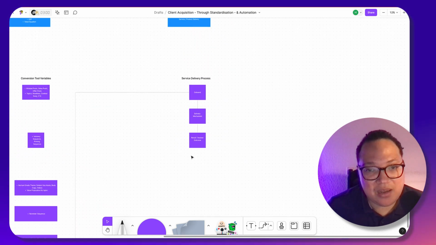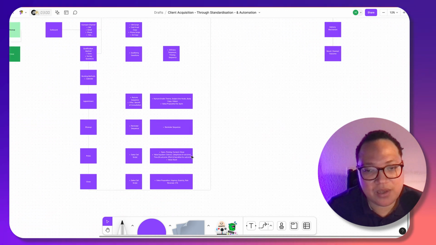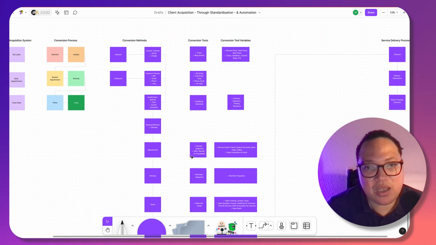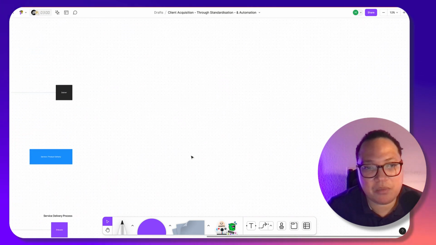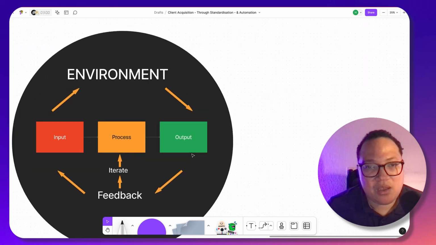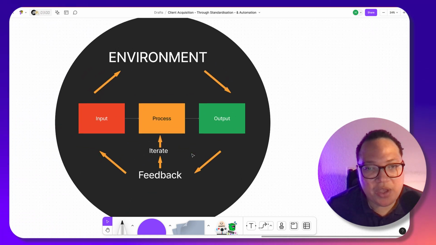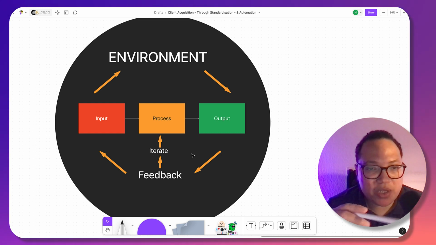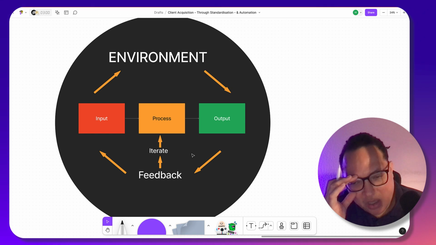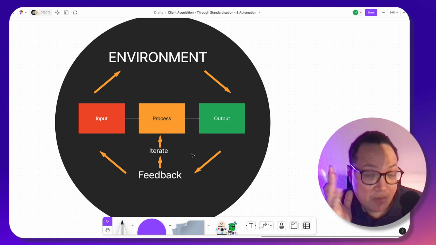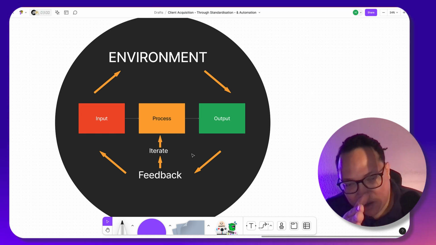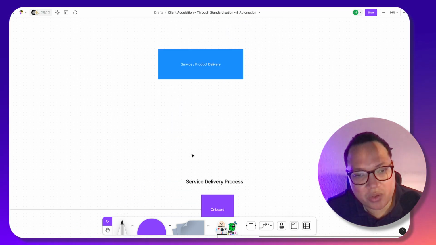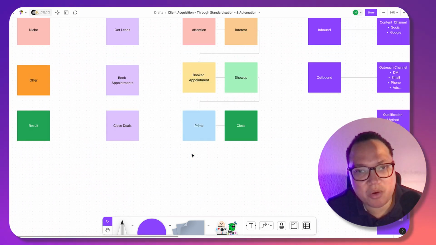And with that said, at the end of all of this, you will literally have your entire client acquisition process planned out, and it will be running within your market, which is the environment. You will have your input, which is going to be strangers that you pour in. You'll have your process that's going to take the strangers from stranger to being a client through the client acquisition process that we spoke about over here.